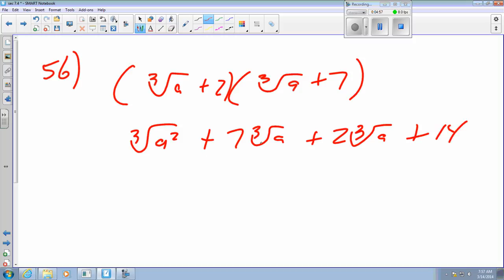If I put my like terms together, the cube root of a squared isn't enough to come out, so that just comes down. We have 7 cube roots of a and 2 cube roots of a. That's 9 cube roots of a.